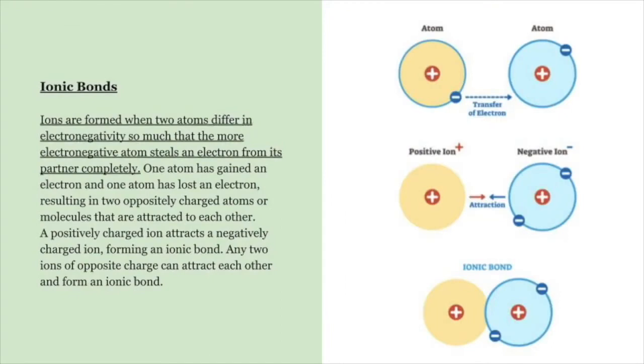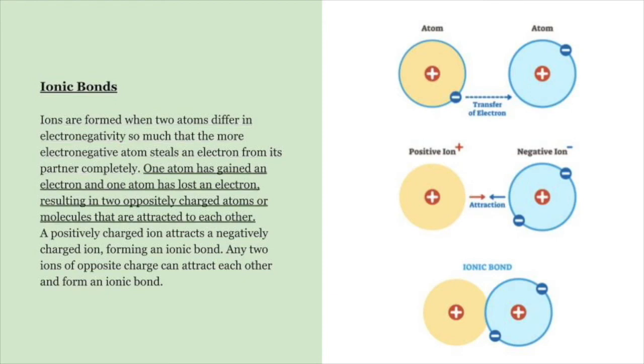Ionic bonds. Ions are formed when two atoms differ in electronegativity so much that the more electronegative atom steals an electron from its partner completely. One atom has gained an electron and one atom has lost an electron, resulting in two oppositely charged atoms or molecules that are attracted to each other. A positively charged ion attracts a negatively charged ion, forming an ionic bond. Any two ions of opposite charge can attract each other and form an ionic bond.